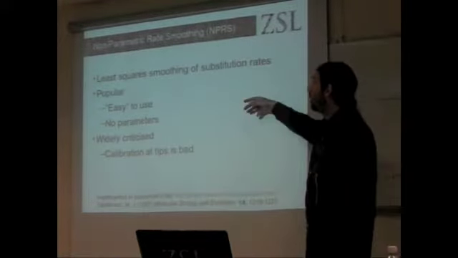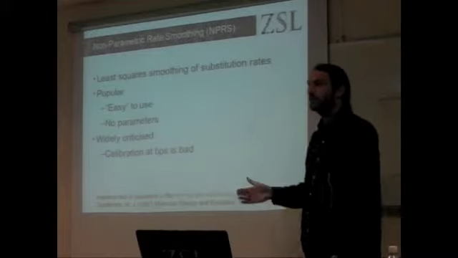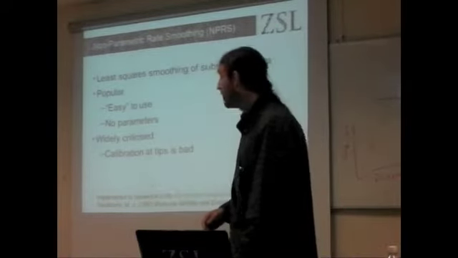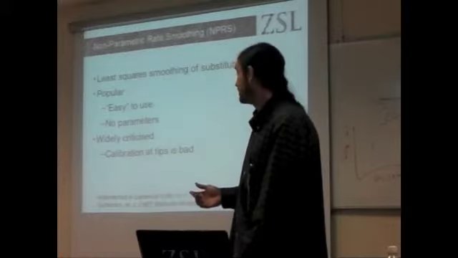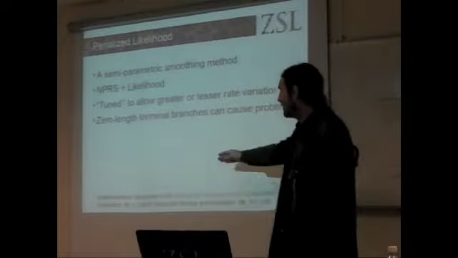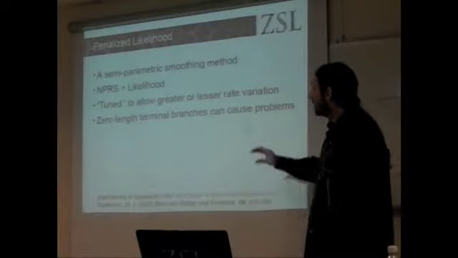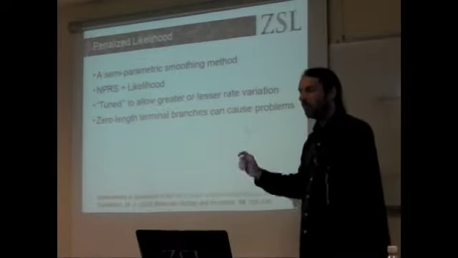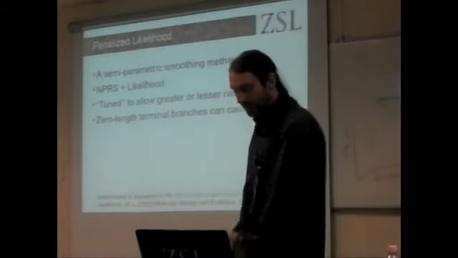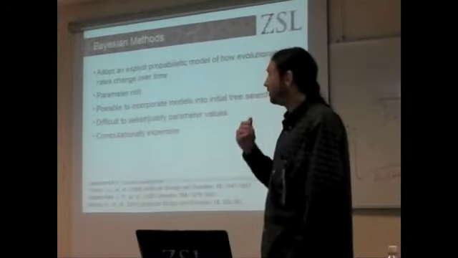Okay, and there are a number of methods. Non-parametric rate smoothing was the really popular method maybe 10 years ago, but there are some methodological flaws. It's been widely criticised and it's not used as much nowadays. Penalised likelihood is Mike Sanderson's follow-on from NPRS that allows more of a variety of rate changes along the tree. Again, this was popular, but is less so now.